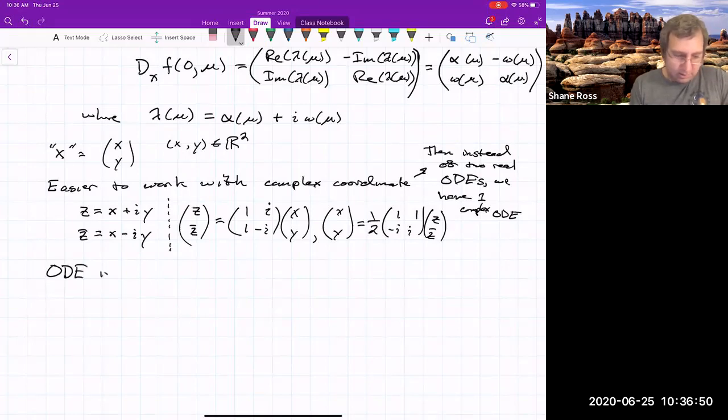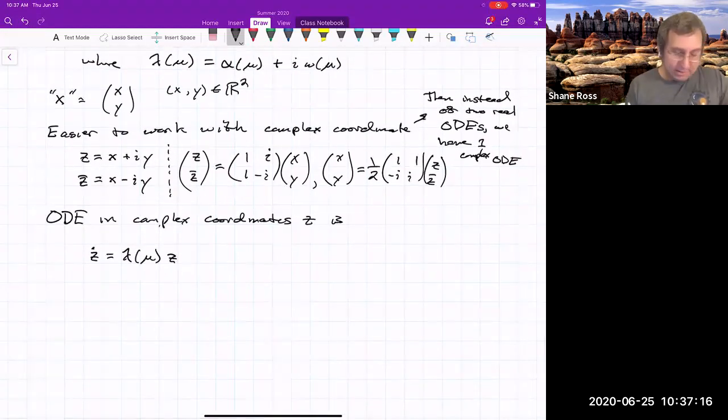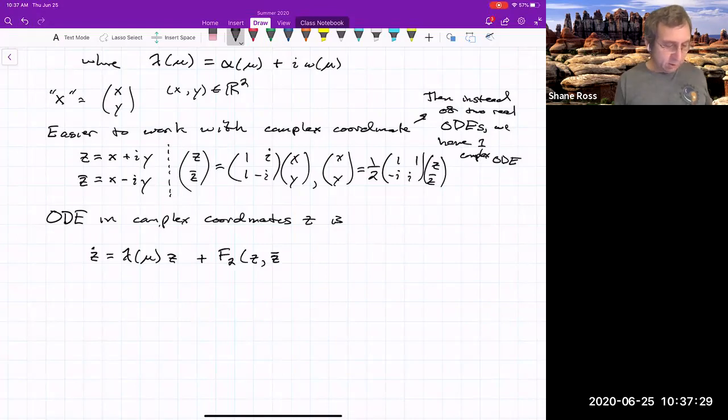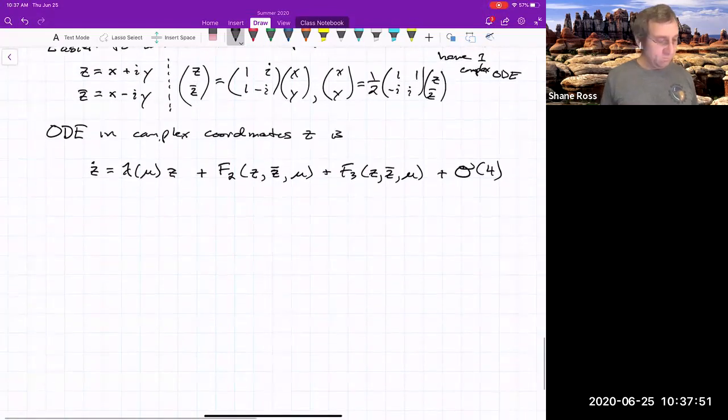The ODE in complex coordinates is particularly simple. Instead of having a 2x2 matrix, now we can just write z dot equals lambda of mu times z. That's the linear part, which is cool. I like that. And then second order terms can be written as functions of z, z bar, and mu, plus third order terms, functions of z, z bar, and mu, and that's as far as we'll go. Okay, so this is the ODE where we want to simplify the second order terms.